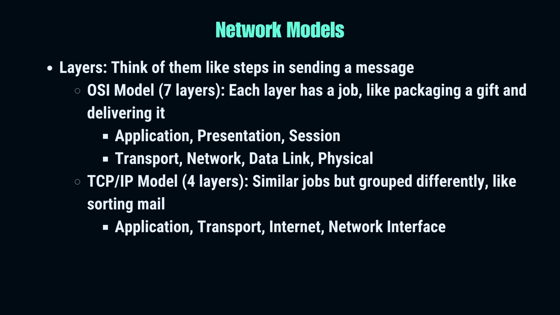The OSI model's 7 layers are physical, data link, network, transport, session, presentation, and application. The TCP/IP model simplifies this into 4 layers: network interface, internet, transport, and application. Understanding these models is crucial for anyone working with networks. Now let's start our journey through these layers, beginning with the physical layer.